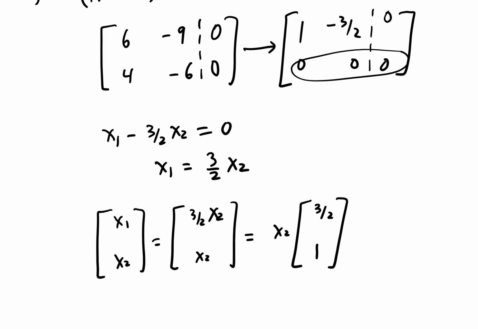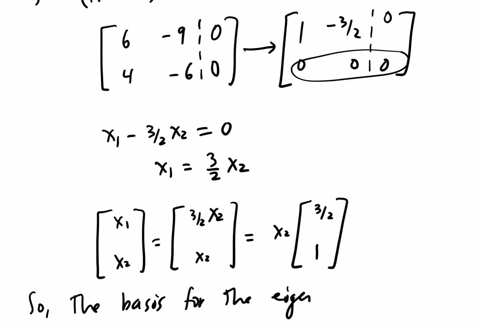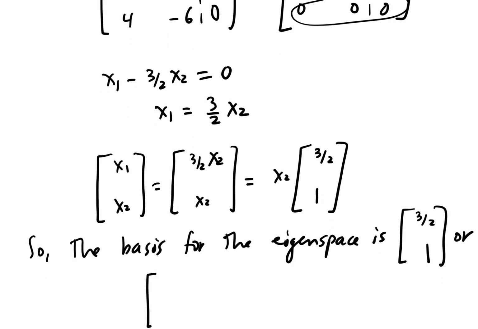So we say the basis for the eigenspace is 3/2, 1. Or if you see different answers in the back of the book, if you're solving a problem, you can multiply by 2, or you can factor 1/2 out, so that will give us 3 and 2.